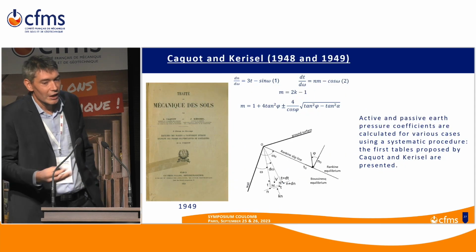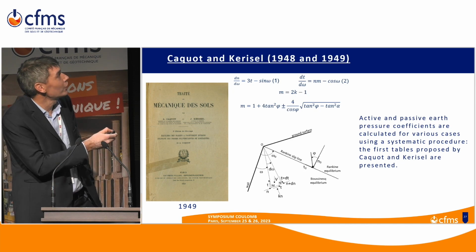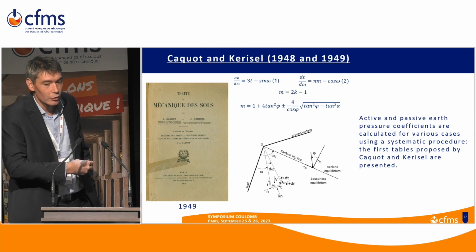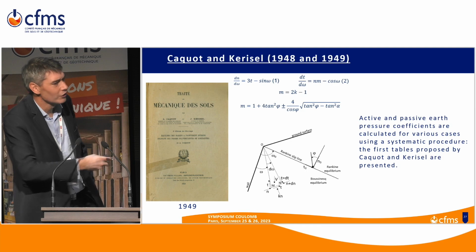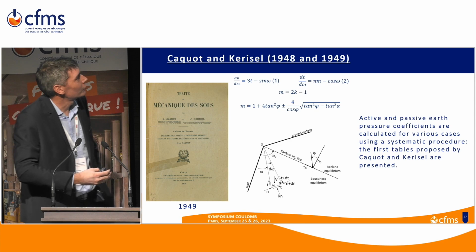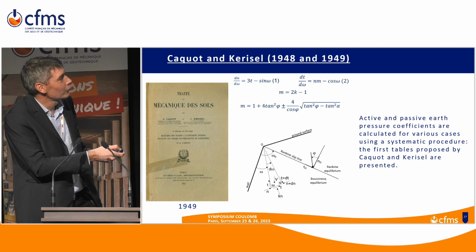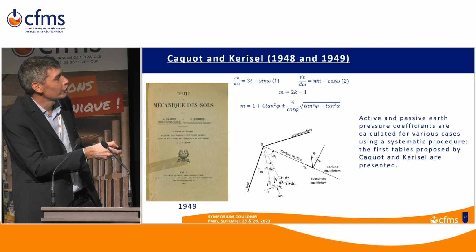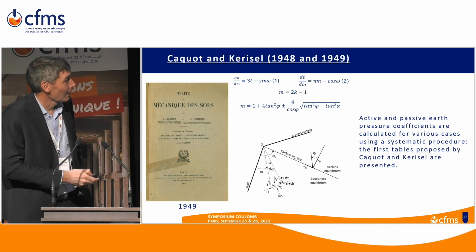And finally, in 1948, 1949, we have the final contribution from Caquot and Kérisel with these two equations that are completely solved based on the Ravisé consideration in their book. Caquot and Kérisel try to explain how the contributions from Ravisé were important to solve this problem. And so active and passive earth pressure are calculated for various cases in 1948, 1949, using a systematic procedure, and the first table proposed by Caquot and Kérisel was presented.